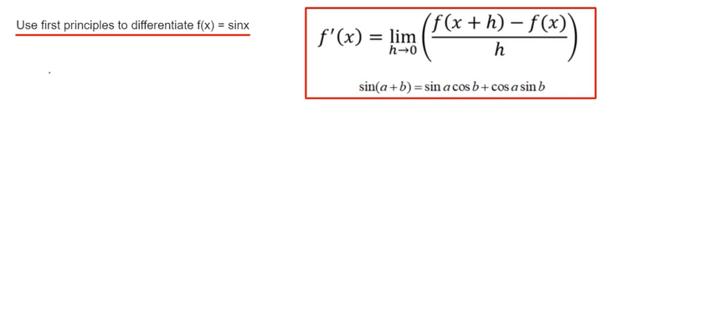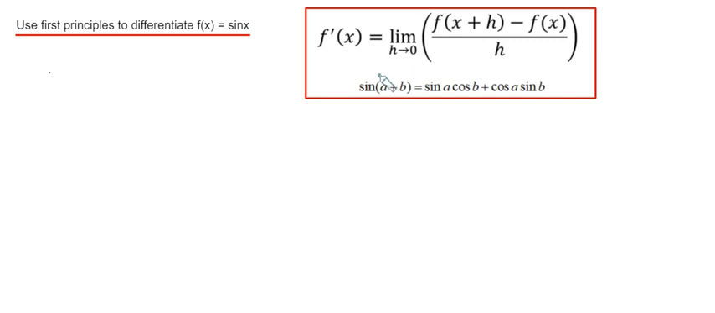Today we're going to use first principles to differentiate f of x equals sine x. To do this, you'll need to know the first principles formula, which is shown in the red box. That is f of x plus h minus f of x, divided by h, and we're looking at the limit as h approaches 0.